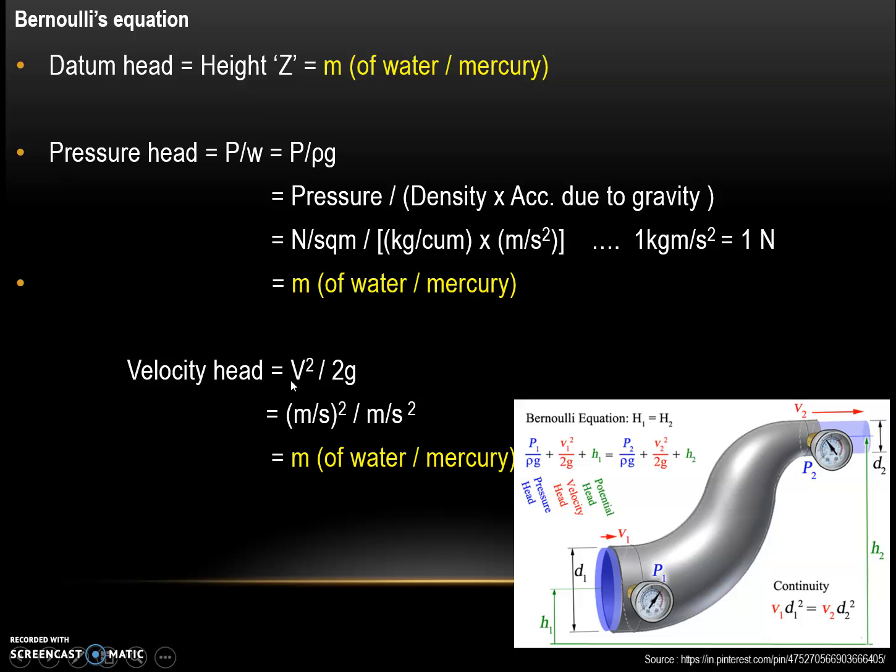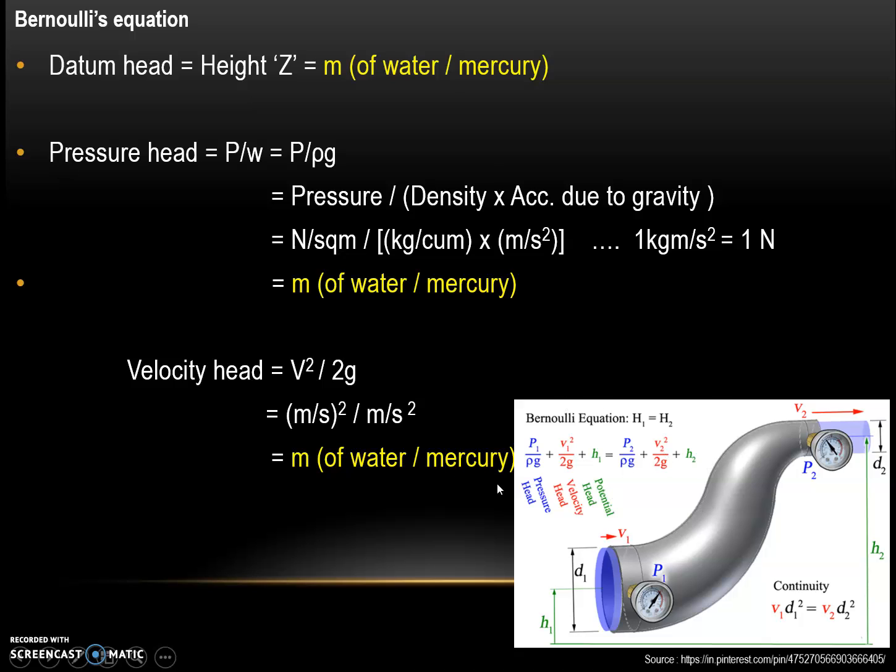Next is velocity head, which is v square by 2g. The unit of velocity is meter per second whole square, divided by the unit of g, which is meter per second square. So, finally we get the unit of velocity head as meter of water or mercury.